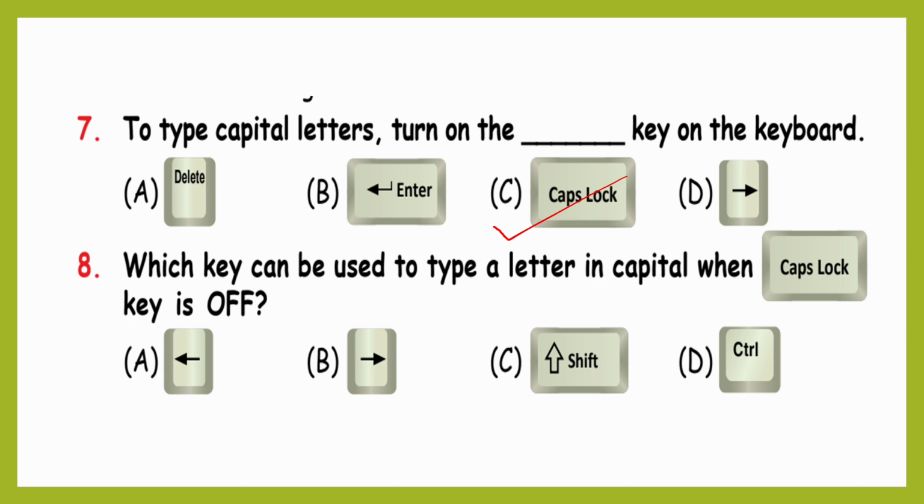The next one. Which key can be used to type a letter in capital when caps lock key is off? Option A left arrow, option B right arrow, option C shift, option D control. Option C shift. Shift key is used in combination with number keys to type symbols printed on them. It is also used to type in capital letters when caps lock is off and to type in lowercase letters when caps lock is on.